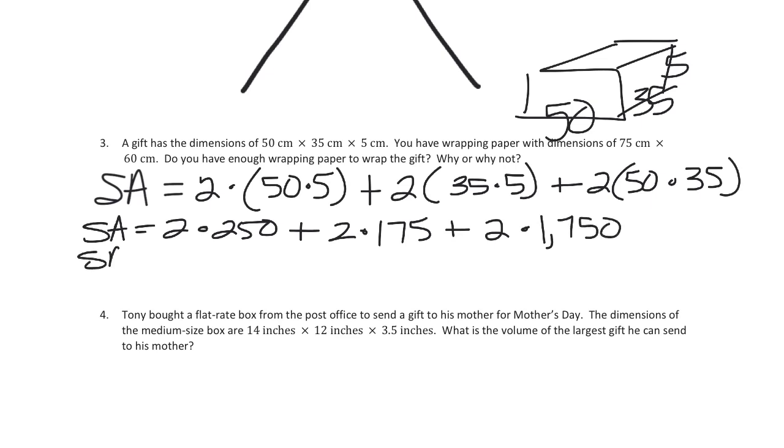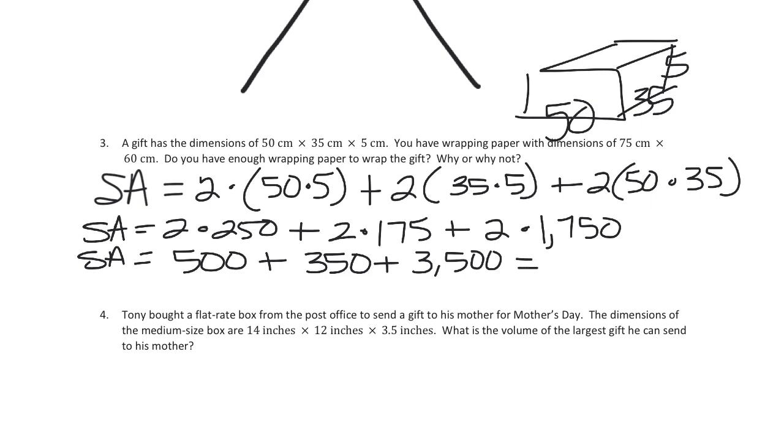So now I'm going to take care of my multiplication. So 2 times 250 is 500. 2 times 175 is 350. 2 times 1,750 is 3,500. And when I add all those up, I get 4,350 centimeters squared. Okay.